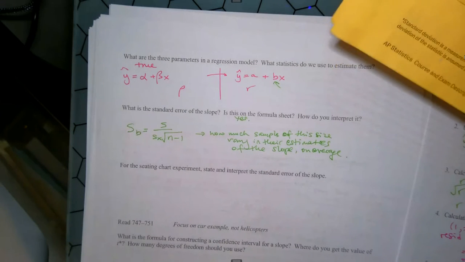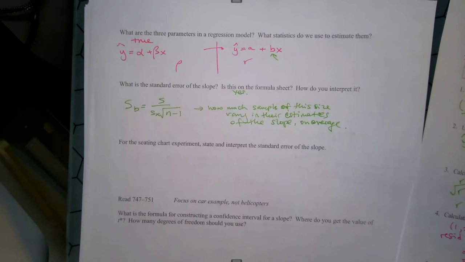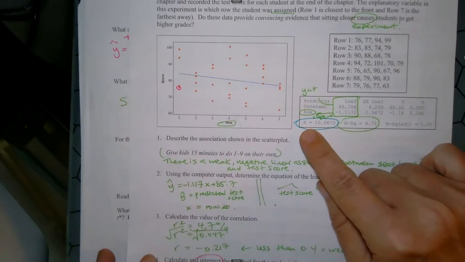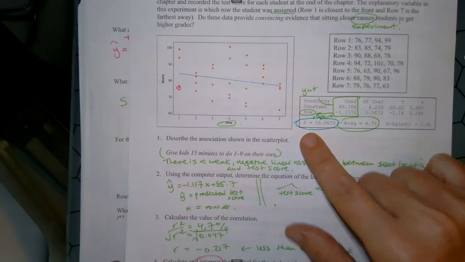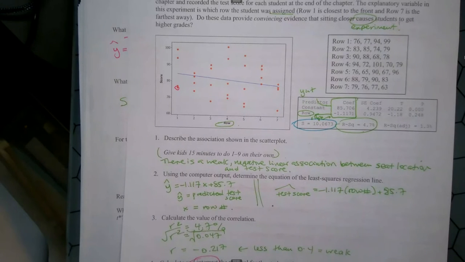For the seating chart experiment, state and interpret the standard error of the slope. Okay. So, S, N. What was our sample size? Don't make me count these, please. Sample size.